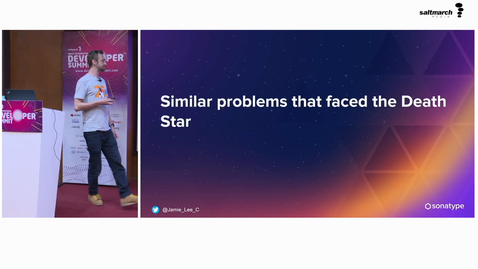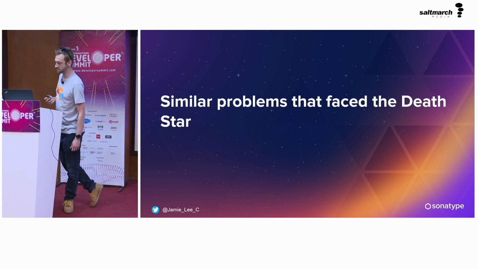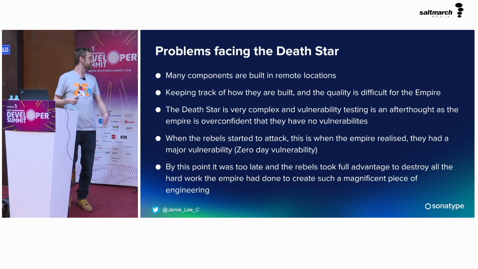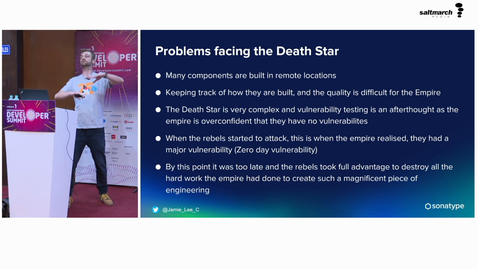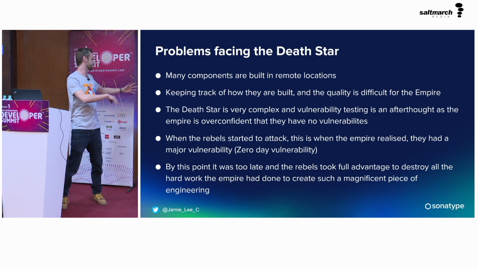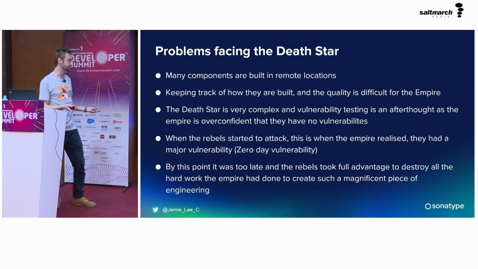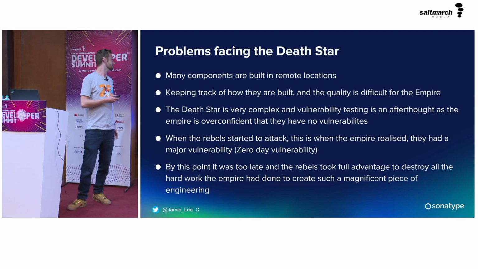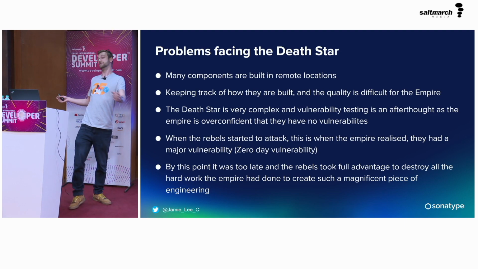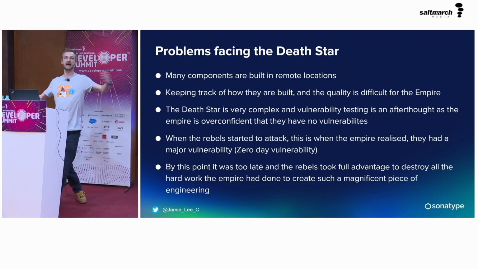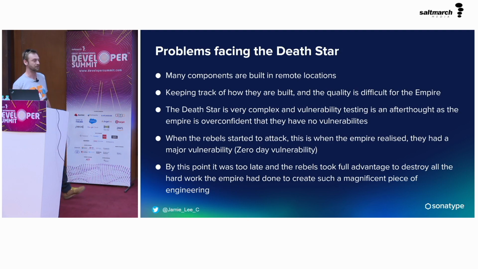So similar problems faced the Death Star. Basically what happened with the Death Star is, in Star Wars, obviously, you've got many components. They're all built in remote locations all across the galaxy, right? Keeping track of how they're built and the quality of those components is very, very difficult for the Empire. And the Death Star is very, very complex, right? Their vulnerability testing was kind of masterful, the Empire was going, we have no vulnerabilities, no one can destroy us. Look at our magnificent machine.